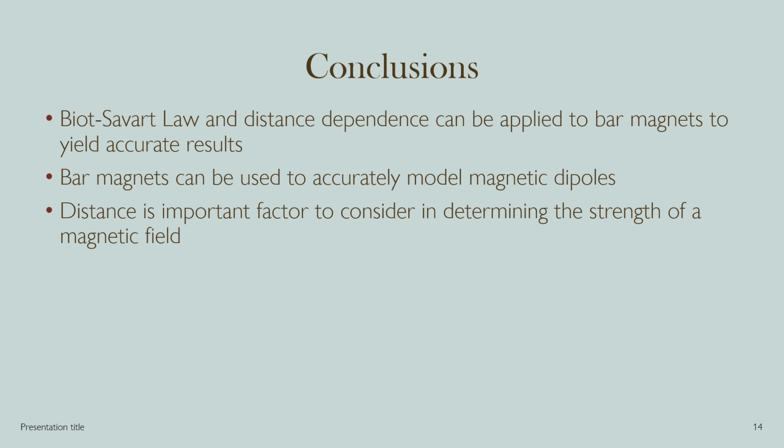And some conclusions. The Biot-Savart law and distance dependence can be applied to bar magnets to yield accurate results. Bar magnets can be used to accurately model magnetic dipoles, and distance is an important factor to consider in determining the strength of a magnetic field.